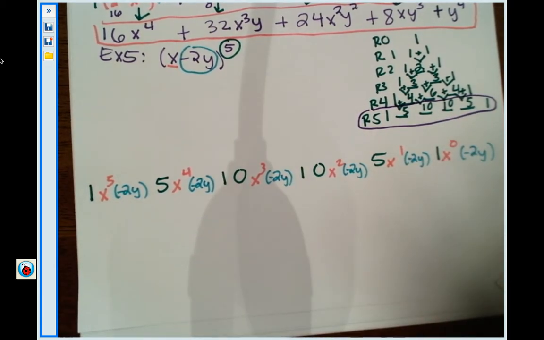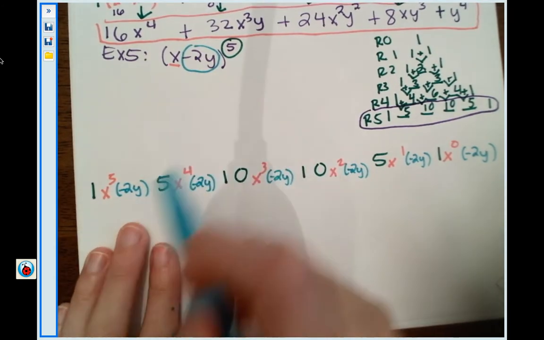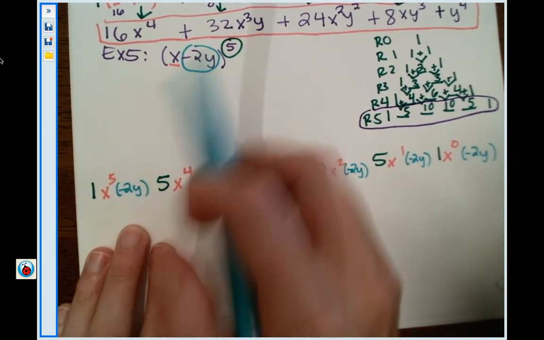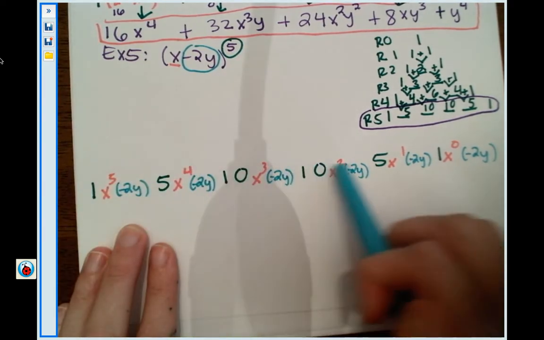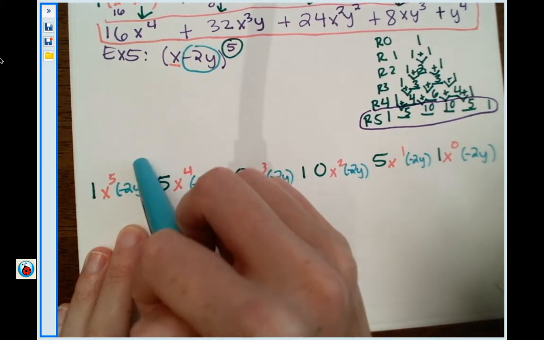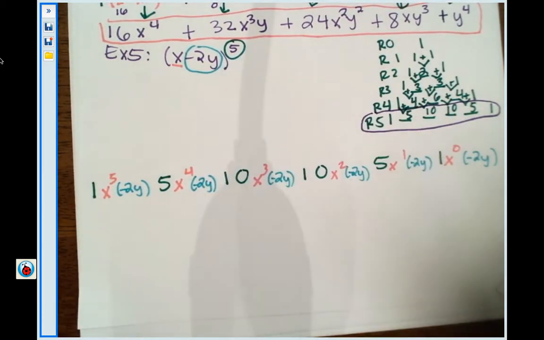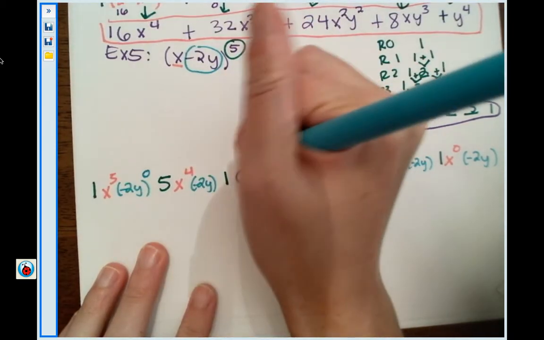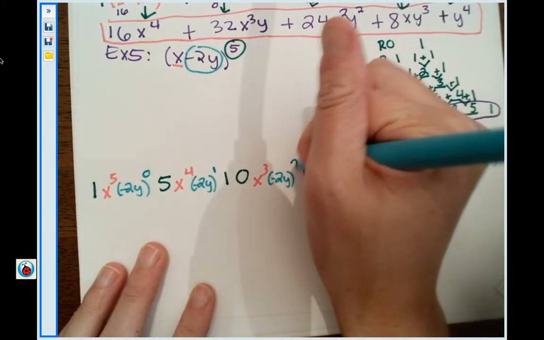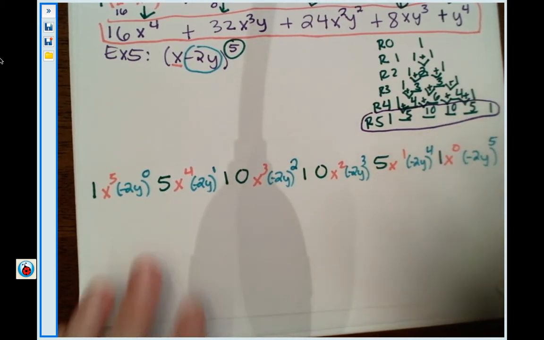Holy hot dog, you guys. Okay, before we do that, with your second term, the first term you start at 5, you start at this exponent, and you go down 1 each time, ending at 0. The second term you start at 0, and you go up 1 each time, and you should end at that exponent. So this will be to the 0 power, to the first power, to the second, to the third, to the fourth, and to the fifth.